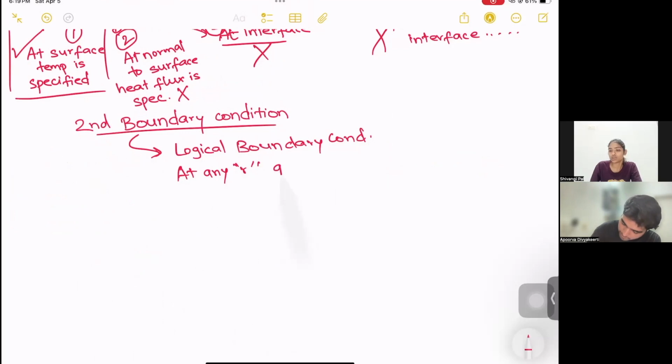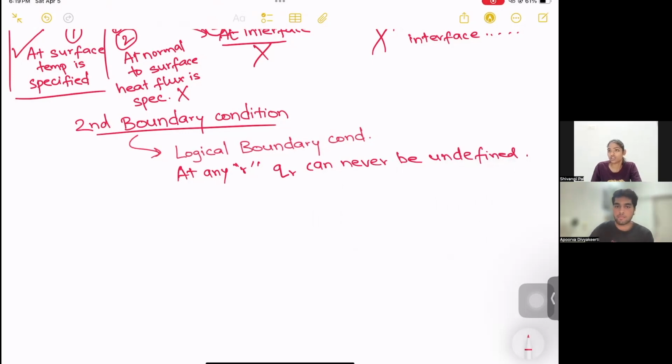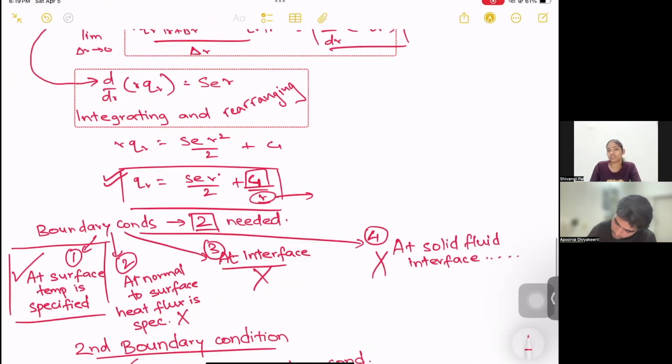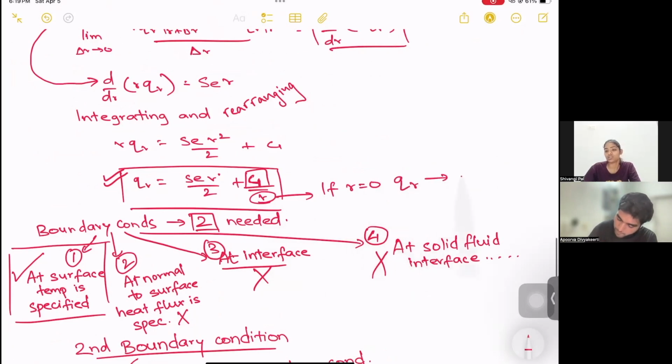So going back to our equation of flux, that is QR equal to SCR by 2 plus C1 by R. Here, if we put R equal to 0, you can see that the flux is becoming not defined, which means C1 has to be 0, so as to make the flux a finite quantity. So our equation will be resolved to QR equal to SCR by 2. This will be our final flux equation.